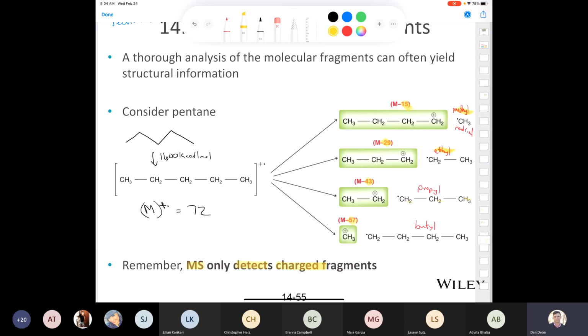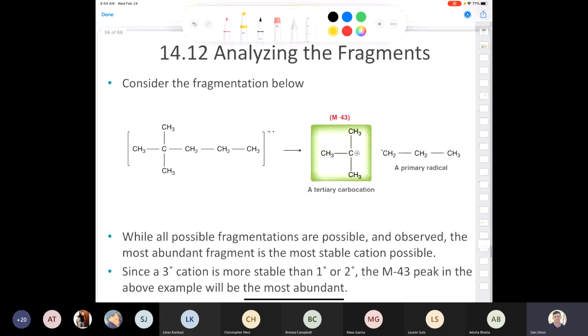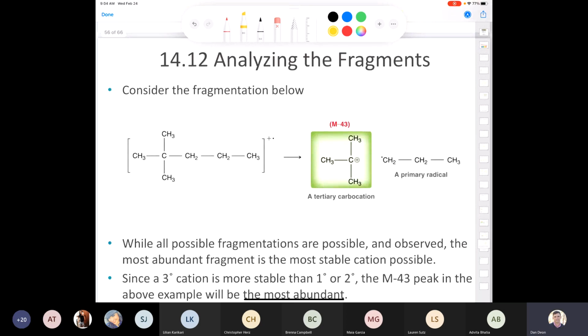You remember how earlier on I said M minus 29? I showed you a difference of 29. Well, now you know the significance. That was because of the loss of an ethyl radical. All right. Now, what if we have a compound that's not like pentane? If you take a look at this compound here, this molecular ion would come from what?